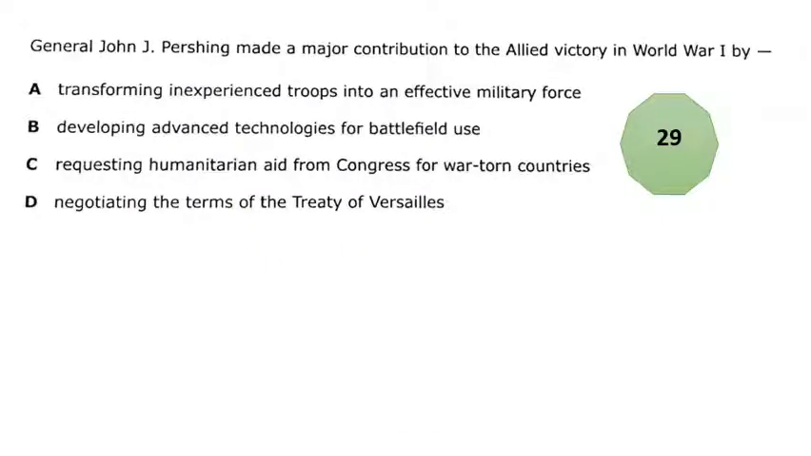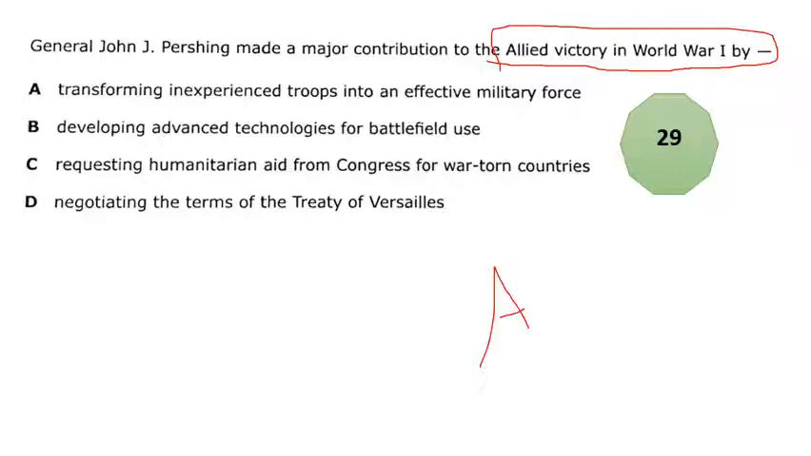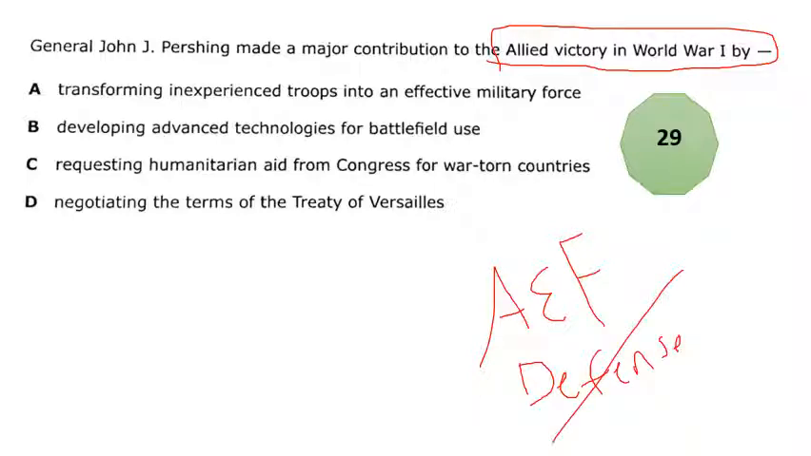And our final question. General John J. Pershing made a major contribution to the Allied victory in World War I by doing what? He was the leader of the American Expeditionary Force, and he refused to allow the American soldiers to be commanded by the French and British generals, and he did not want to stay on the defensive. When the American army arrives, no defense. We arrive in 1918. He wants to go on the offense.